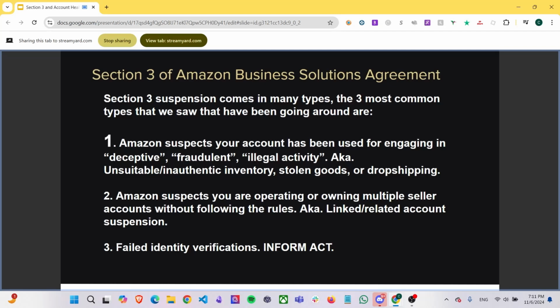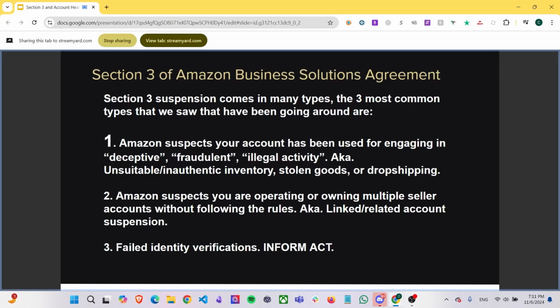The second one just started going around recently. It's linked account, or related account, suspensions. This one is really interesting because you could be related by IP addresses, by credit cards, or by shipping addresses.